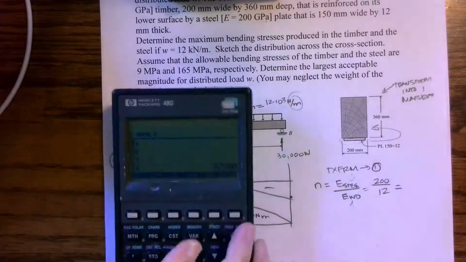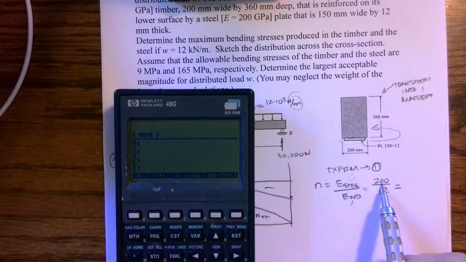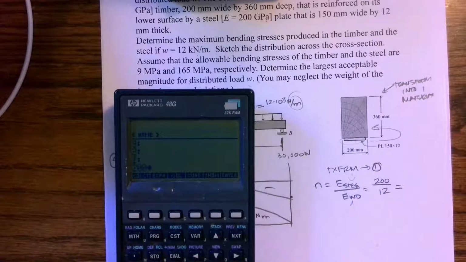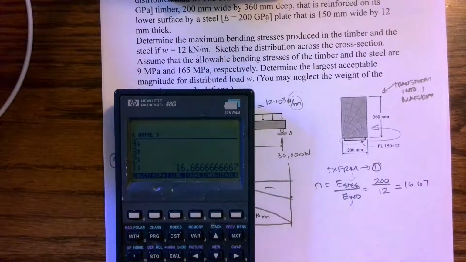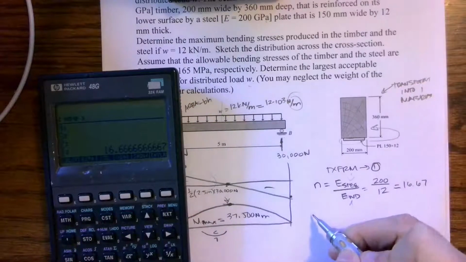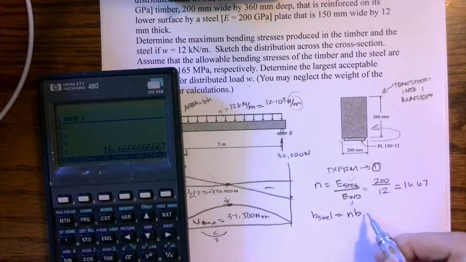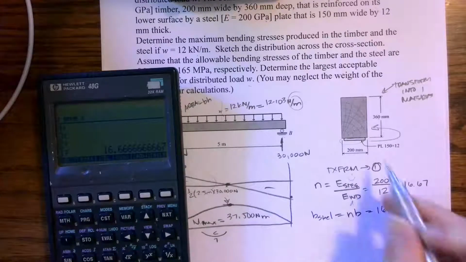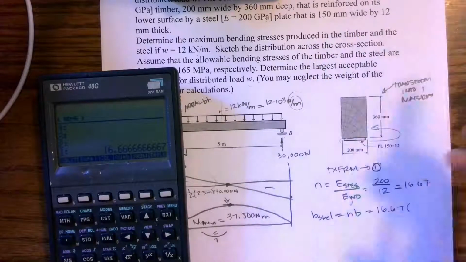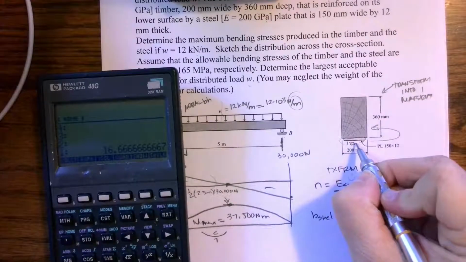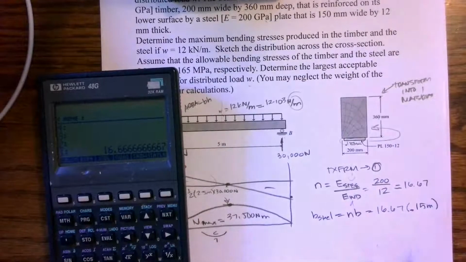So we can see that the steel is much, much, much stiffer in terms of behavior. So we should have 200 divided by 12. So we have a modular ratio of 16.67. And that means our new base of steel equals n times the original. So we have 16.67 times the original. And this plate, if we look right here at the plate, it says that the plate is 150 millimeters, which is 0.15 meters. So I have 0.15 meters as my original.